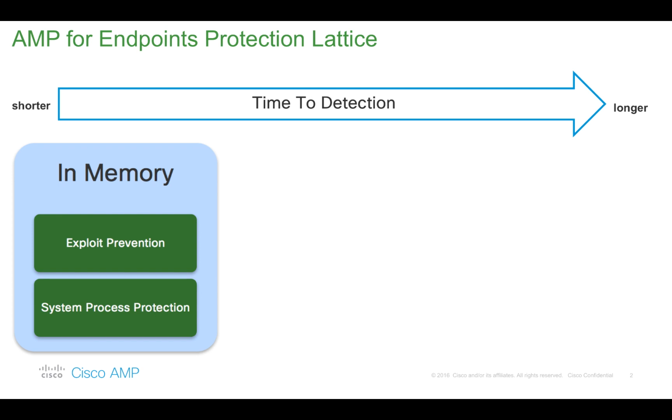Because of that, let's start by looking at the in-memory prevention capabilities introduced by the product, exploit prevention and system process protection engines. Those are the two technologies added to AMP Windows connector starting with version 6.0.5. Exploit prevention engine defends endpoints from memory injection attacks commonly used by malware and other zero-day attacks. Those are the attacks on unpatched software vulnerabilities.